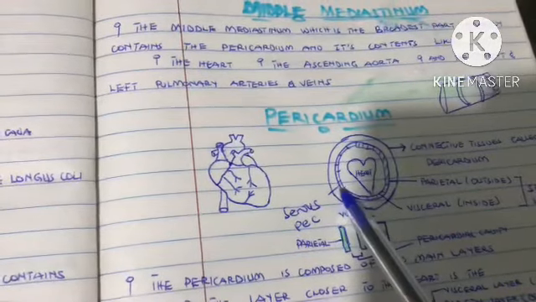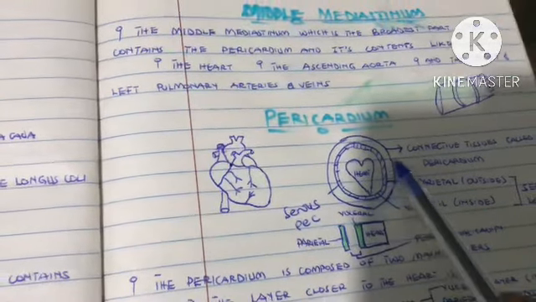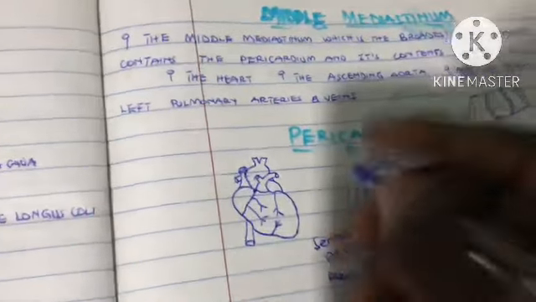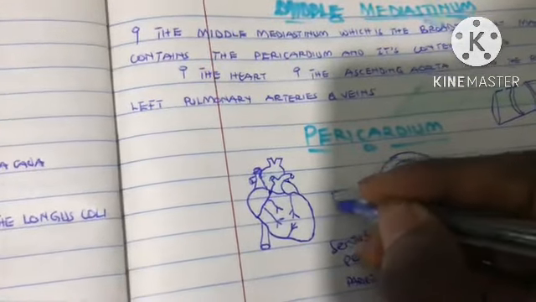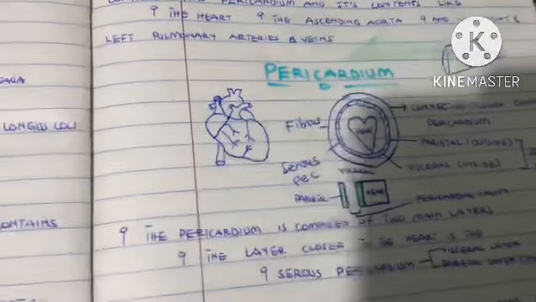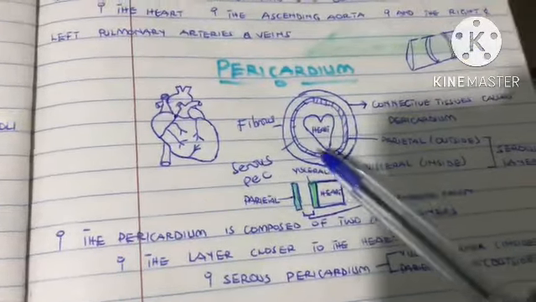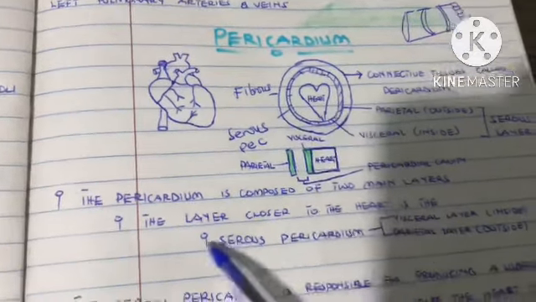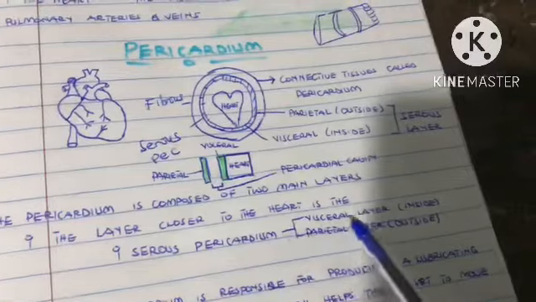And the layer after the serous pericardium is the fibrous pericardium. So this is the fibrous pericardium. Let me label it: fibrous pericardium. One thing you must know is that this serous pericardium is further divided into 2.